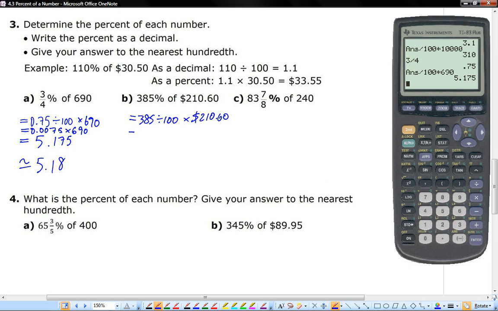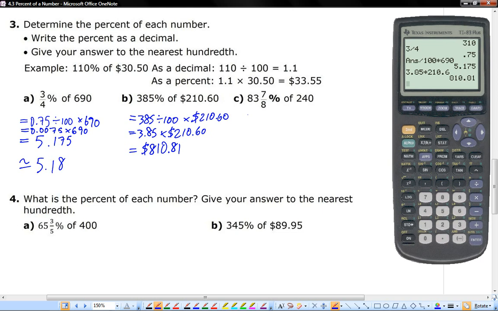So let me do that here with this one as well. So it's going to be 3.85 times $210.60. And so when I do that, 3.85 times $210.60, I get $810.81.